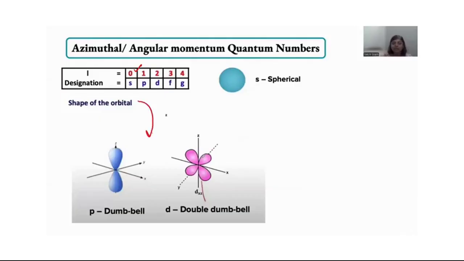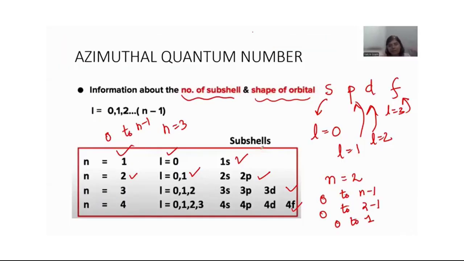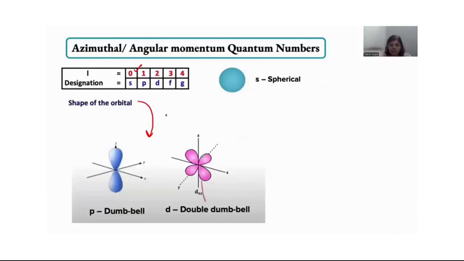And these are the shapes of the particular orbitals, as the azimuthal quantum number tells us about the shape and the number of subshells. So for s, the shape is spherical. For p, it is dumbbell. You know, this is looking like a dumbbell. And for d, it is a double dumbbell shape.